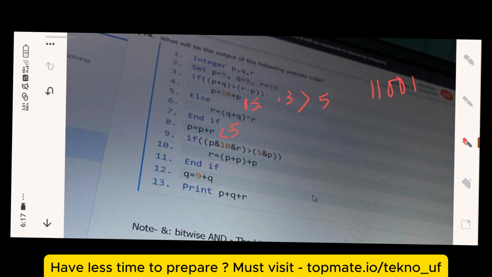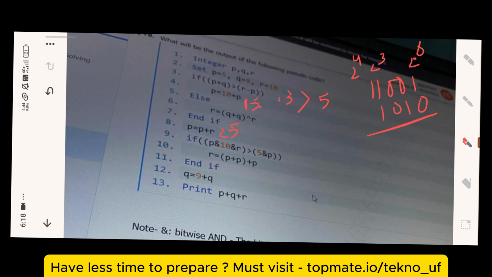Okay, so as you can see, if you multiply this with 2 to the power 0, 2 to the power 1, 2 to the power 2, 2 to the power 3, 2 to the power 4, this becomes 25. Okay, so if we perform this operation P and 10, so 10 is 1010. Okay, so 1010. So I hope you know how to remember the binary value of each decimal digit.